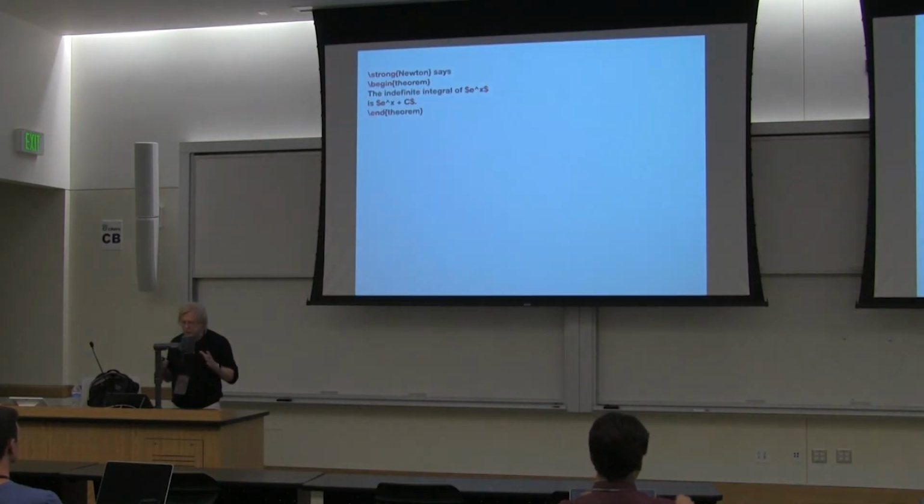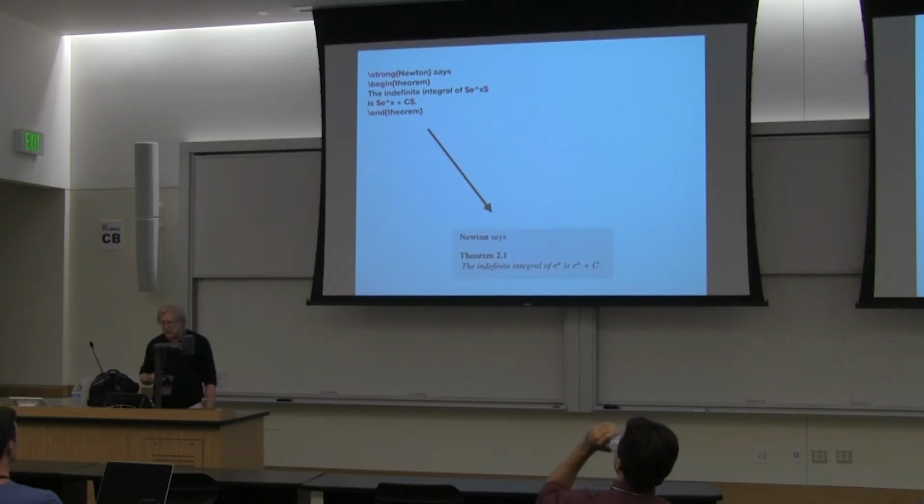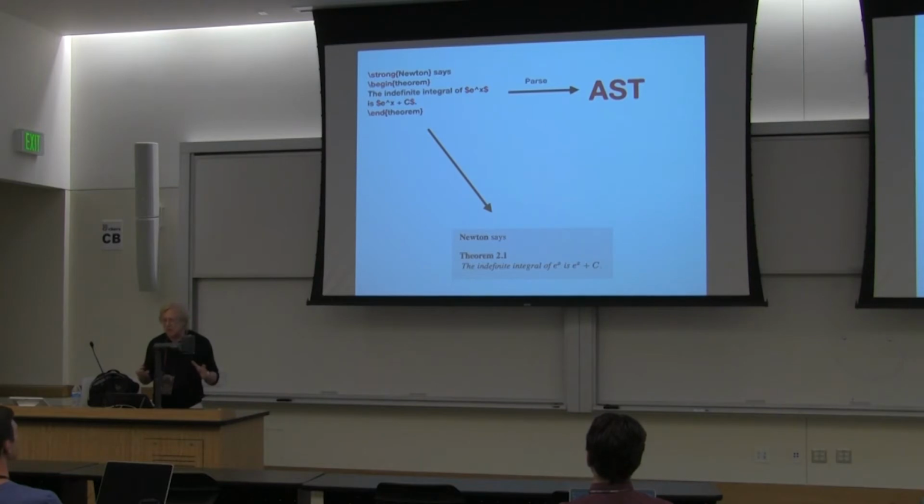So let's try to flesh this out a little bit more. There's a little piece of LaTeX text. We want to render it like that. We're going to go through this intermediate step of creating an abstract syntax tree, and then we'll render that. Okay. So the question now is, what's an abstract syntax tree?